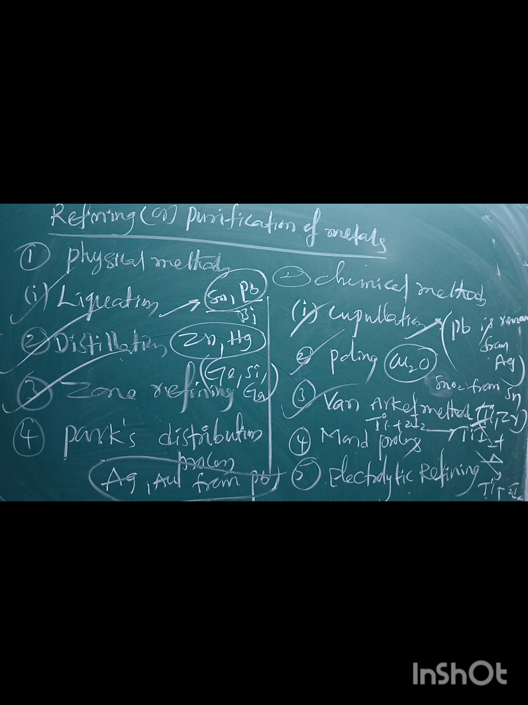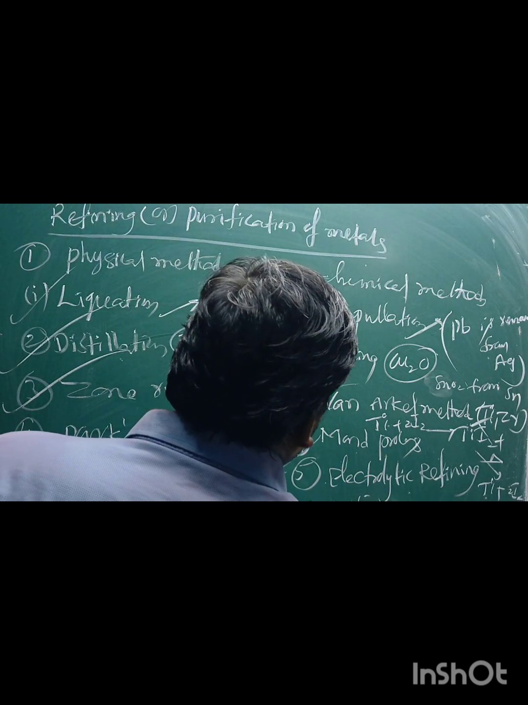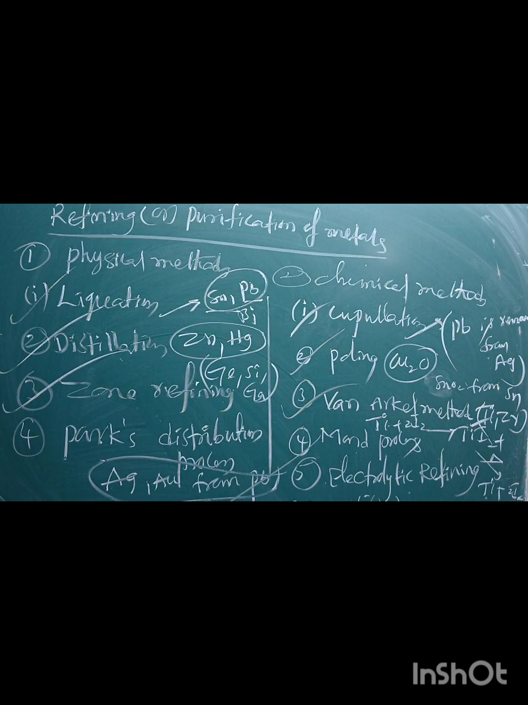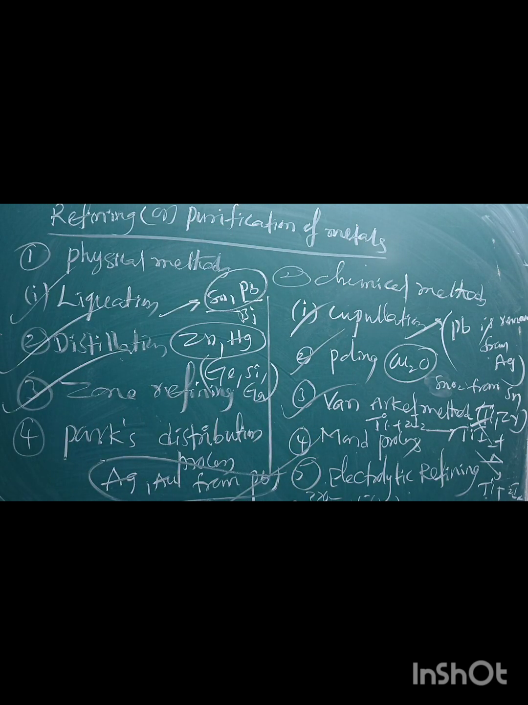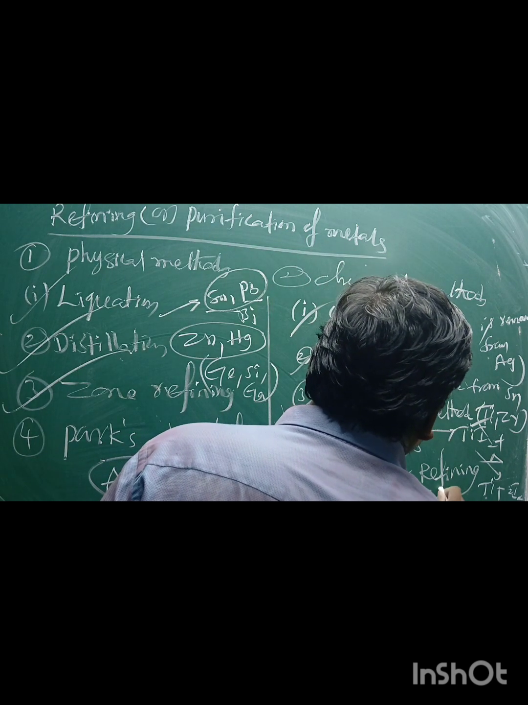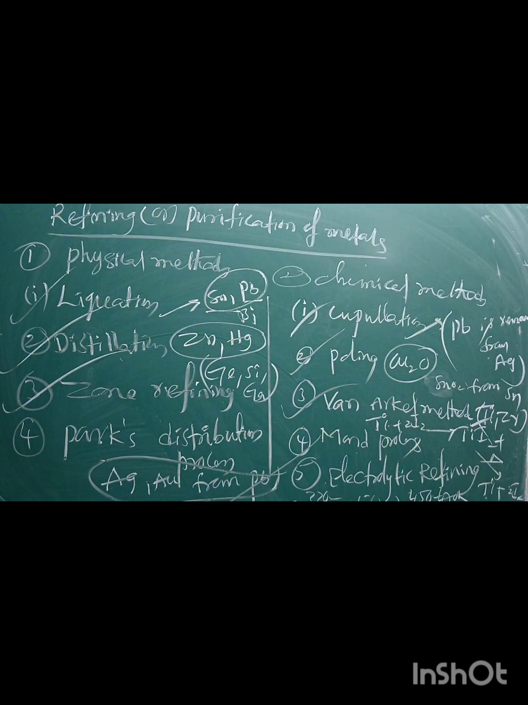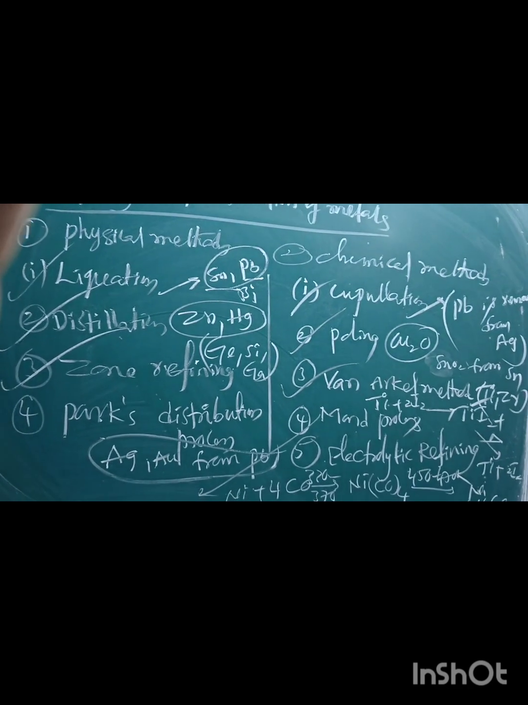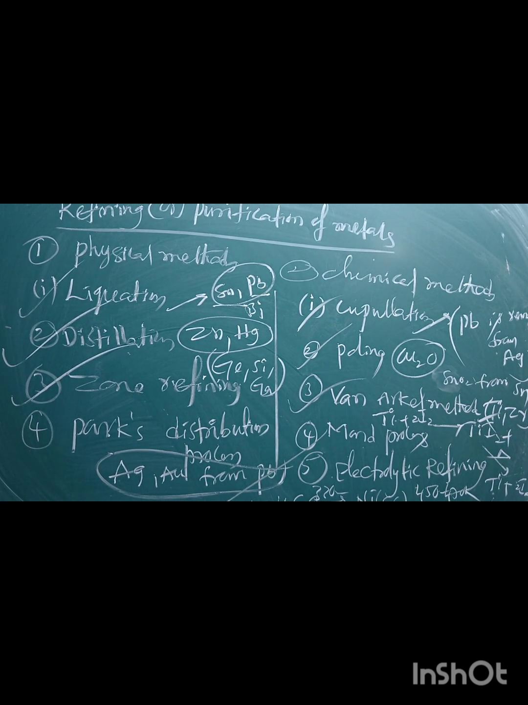Mond process. The Mond process is useful for the purification of nickel metal. It is heated at 300 to 370 Kelvin, then further heated at 450 to 470 Kelvin to form nickel and 4CO. These are the methods of refining or purification of the metals.